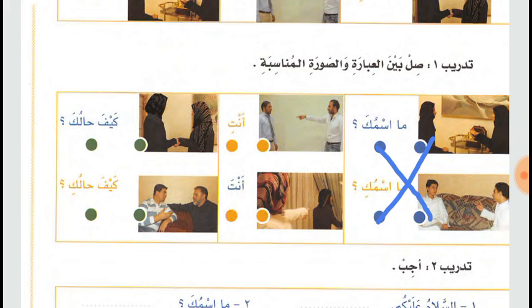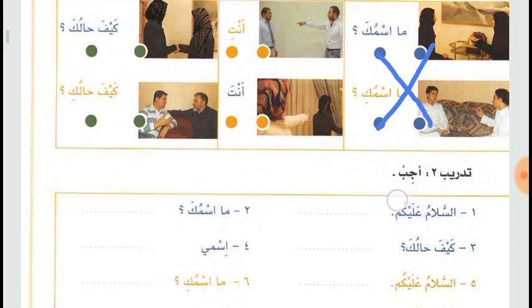Yellow dot. Yes. Then next picture. Kaifa haluka? We join it to the dialogue between this. You will join with the picture, last picture of males. Kaifa haluka? Yeah. Wa kaifa haluk? We join picture between female.